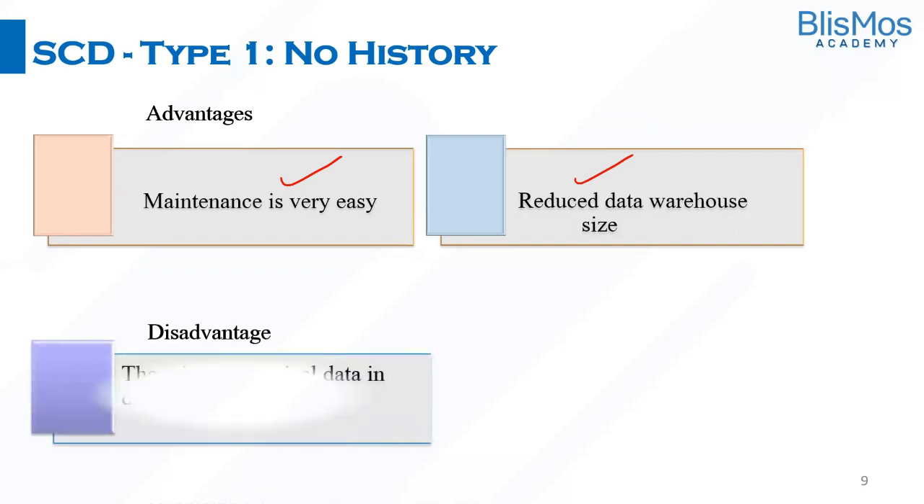One of the disadvantages is there is no historical data in the data warehouse. If I want to find out what happened in the previous vendor state and what was the earlier location of an employee, I don't have data for that. In most of the cases, that is a disadvantage.